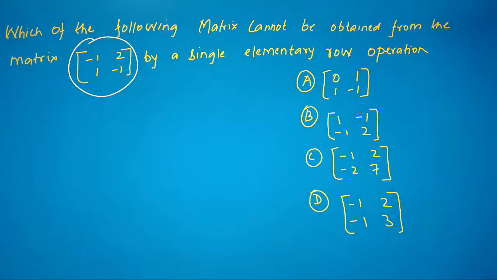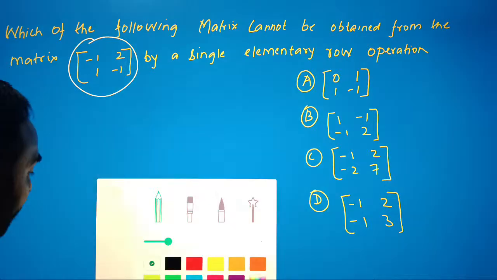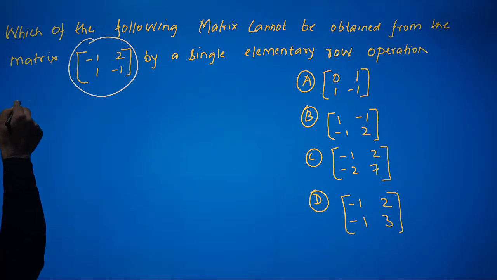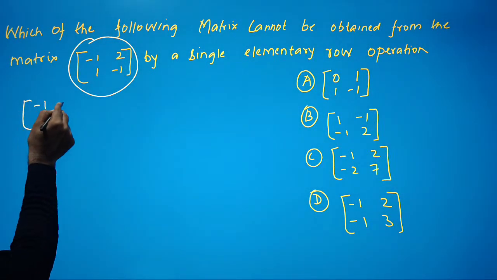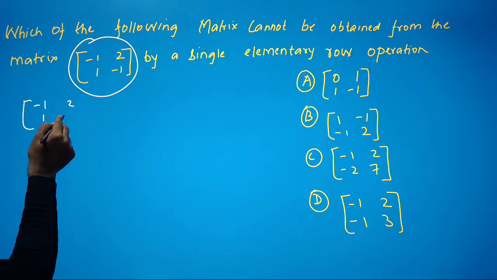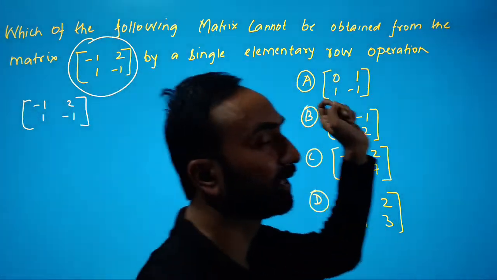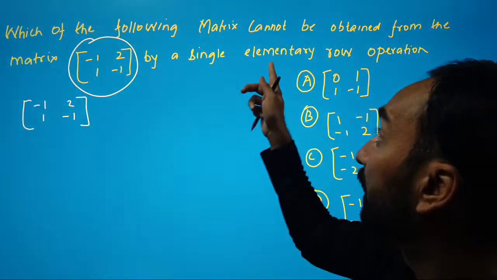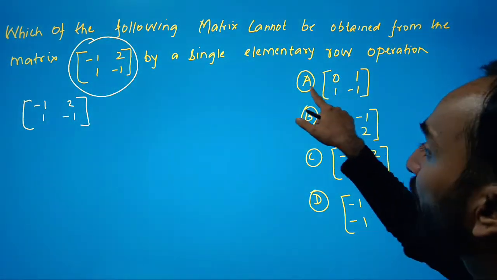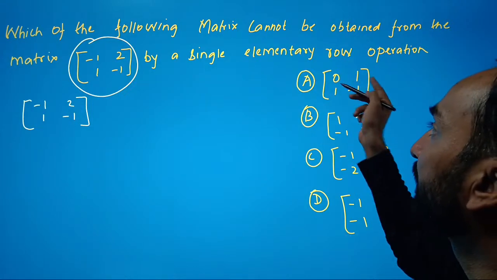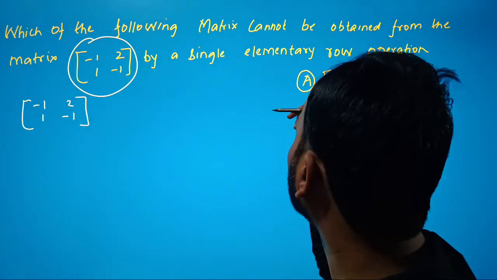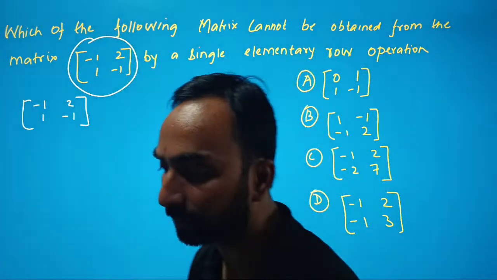So let's see what we can do. We can check each and every option. The first option: first I am writing the matrix. The matrix given in the question is 1, 2, 1 and minus 1. Let's see if by a single elementary row transformation we can get matrix A or not. So the matrix A is 0, 1, minus 1 and minus 1, right?